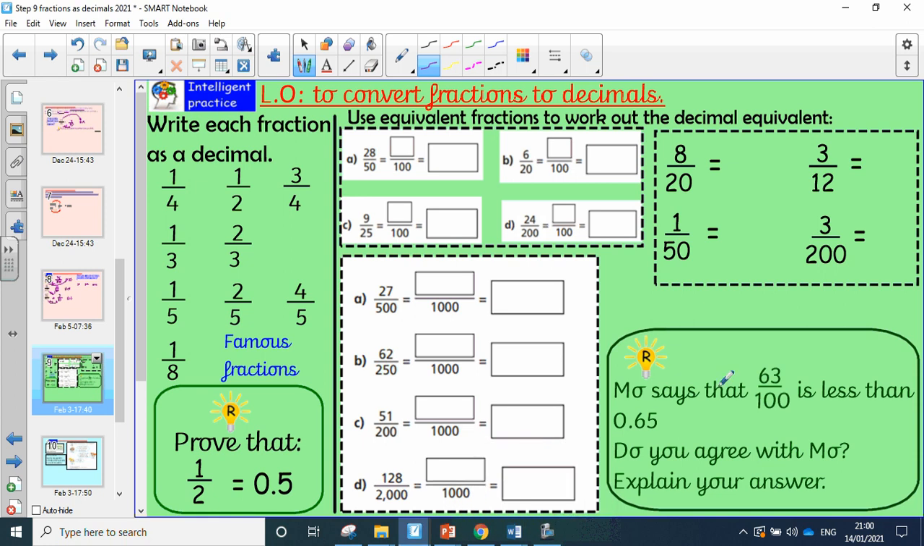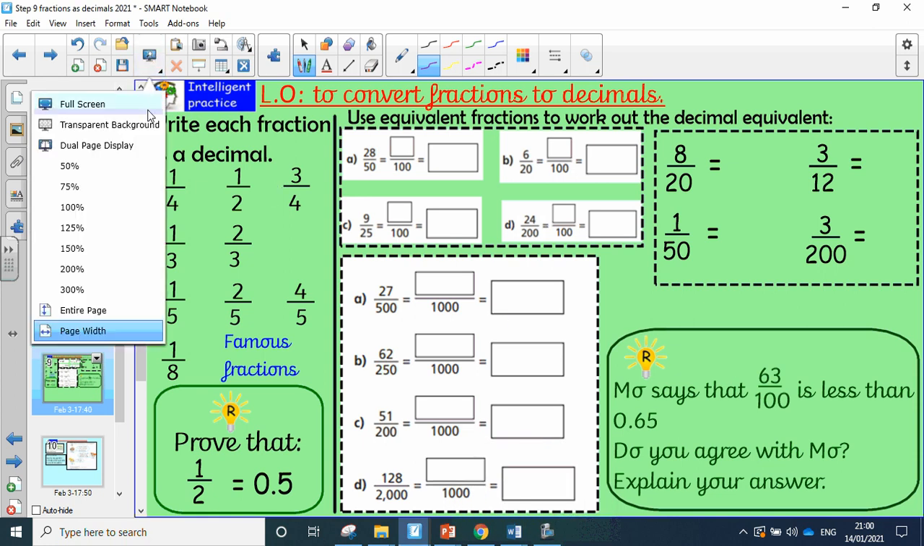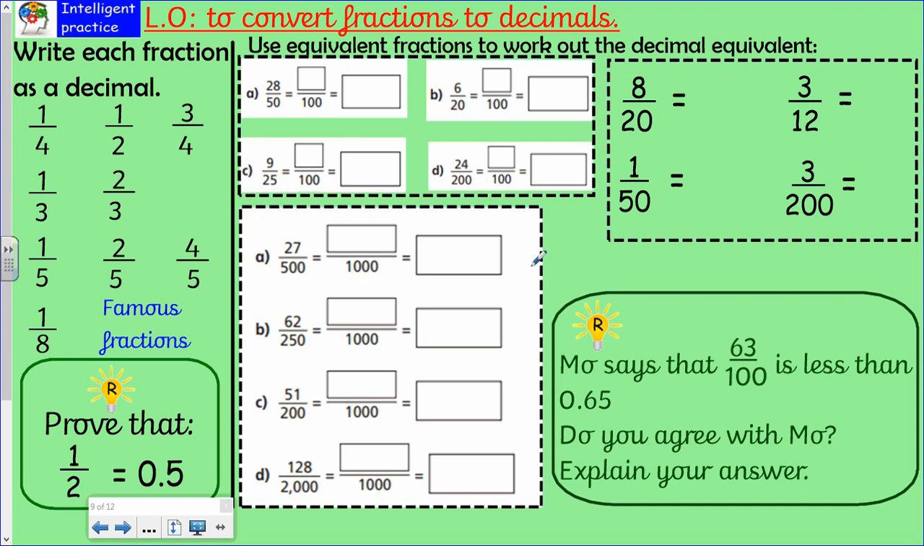Right then, Year 6, we are on to our final video on Friday in the second week of the third lockdown. Let's see what we can do here then. So, we are still converting fractions to decimals.